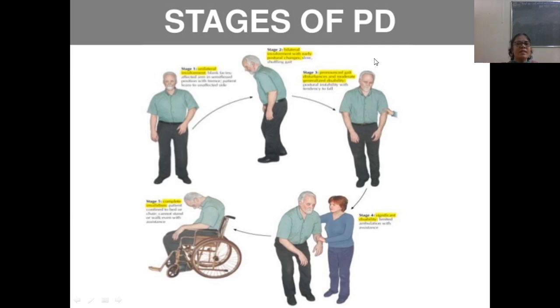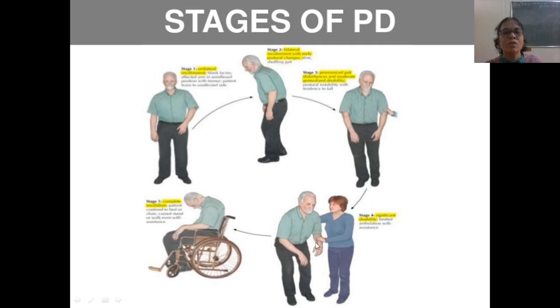Then these are the stages of Parkinson's disease. So this is stage 1, where the patient looks absolutely normal, but anosmia and those symptoms will be there. And stage 2 will have the postural changes. Then stage 3, where the gait disturbances will be there.